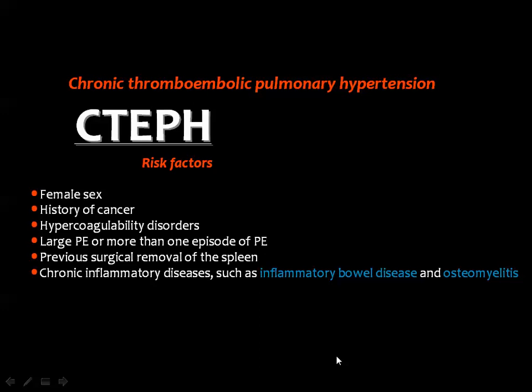Then we came to this important issue, which is known as chronic thromboembolic pulmonary hypertension, or CTEPH. This is a well-known disease which is seen more in females with history of cancer or hypercoagulable disorders, in patients with known history of pulmonary embolism or previous surgical removal of the spleen, and some of the chronic inflammatory diseases like inflammatory bowel disease and osteomyelitis.